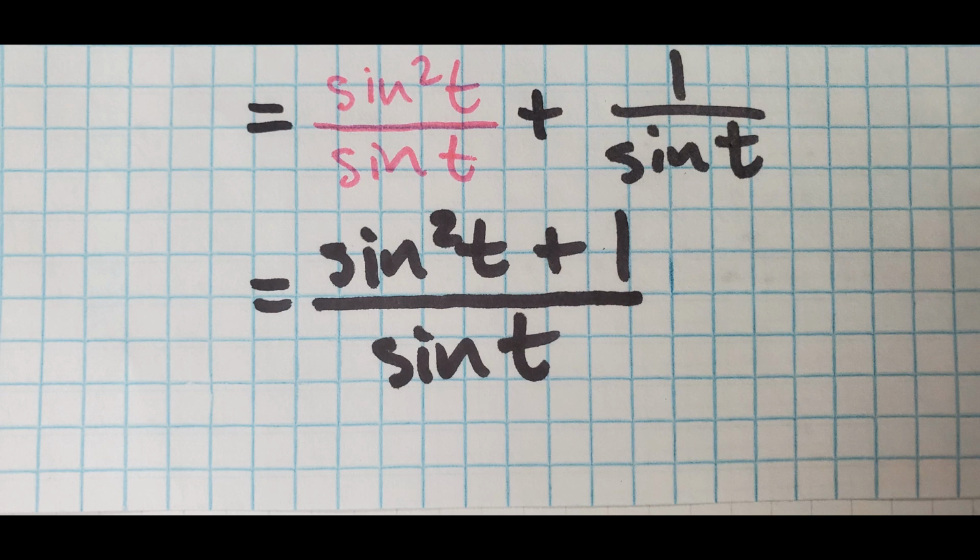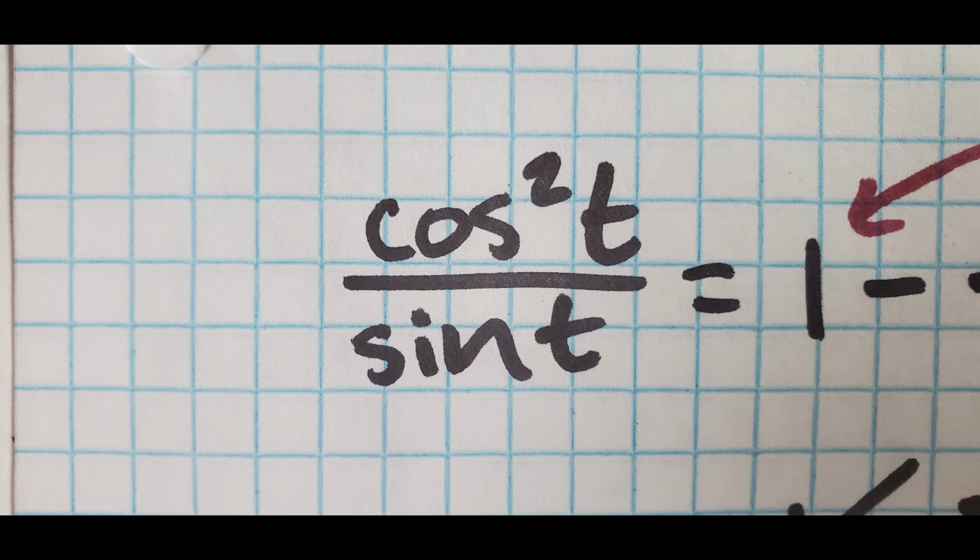Now, I noticed a problem here when I was doing this problem. I saw sine squared of t plus 1. That looks a lot like that Pythagorean identity, but it's not quite right because there's a minus sign missing. The top of it is supposed to turn into cosine squared of t using that Pythagorean identity, but it's not quite there because it's sine squared of t plus 1.